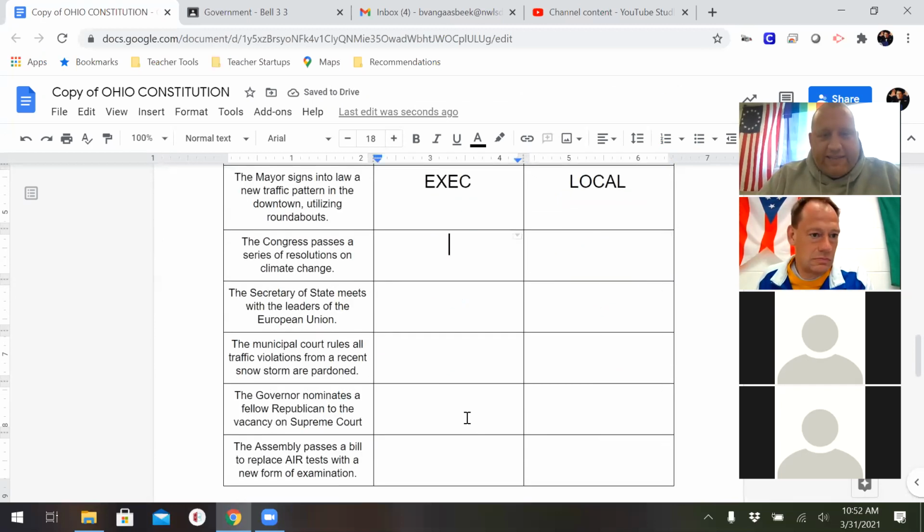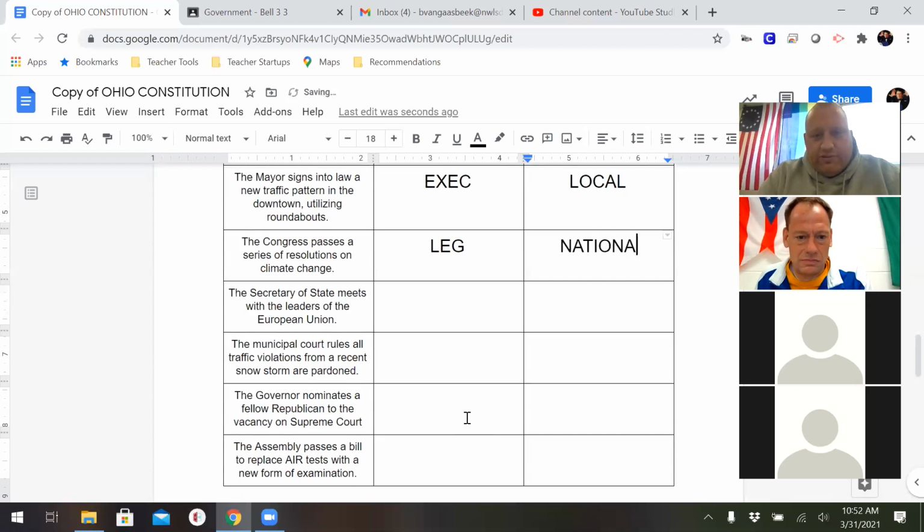The Congress passes a series of resolutions on climate change. Legislative. It is legislative. And since it's Congress, national.